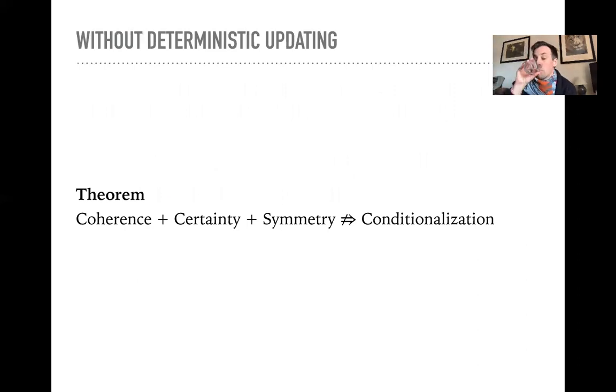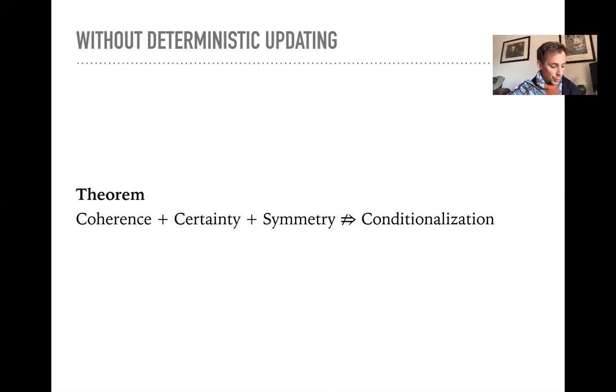But what happens if we drop deterministic updating? Then it turns out that we don't get conditionalization. I can illustrate that reasonably straightforwardly. Take any possible world and call the omniscient credence function of that possible world the one that is certain of all truths at that world. So it gives credence 1 to all the truths of that world and credence 0 to all the falsehoods of that world. That's the omniscient credence function of the world.